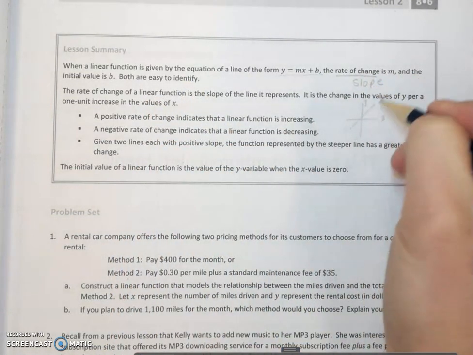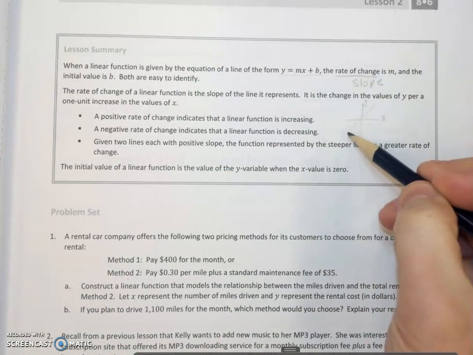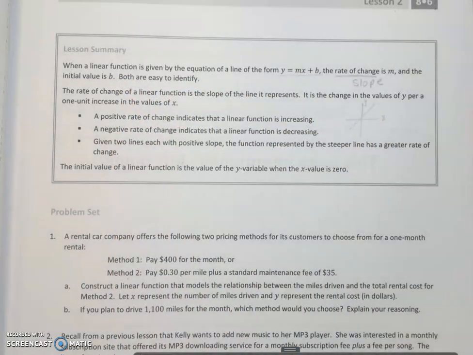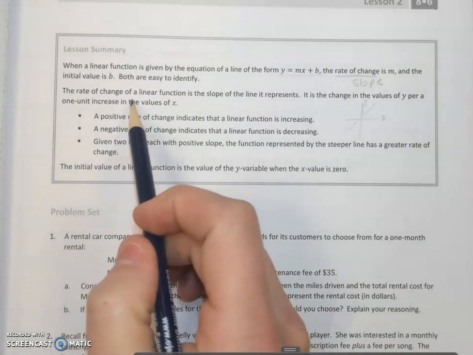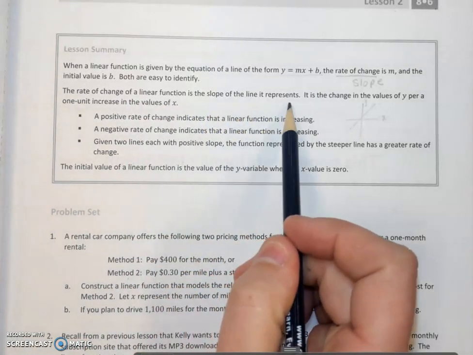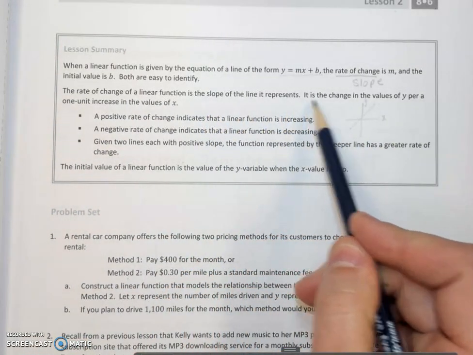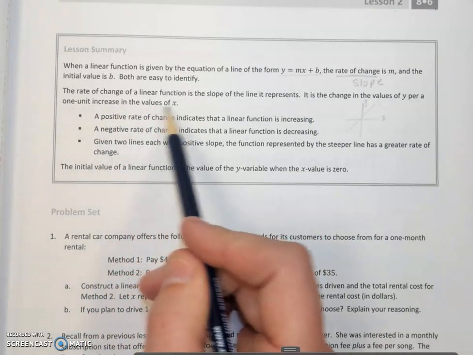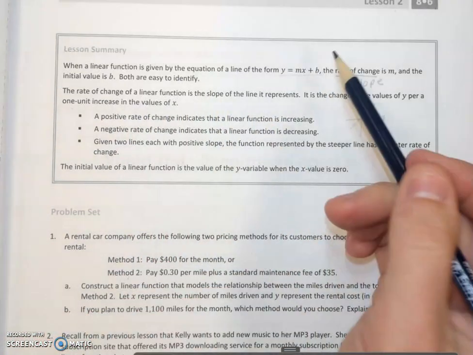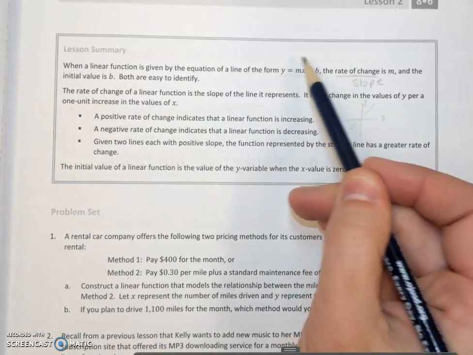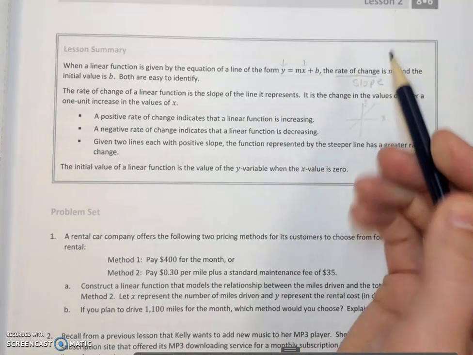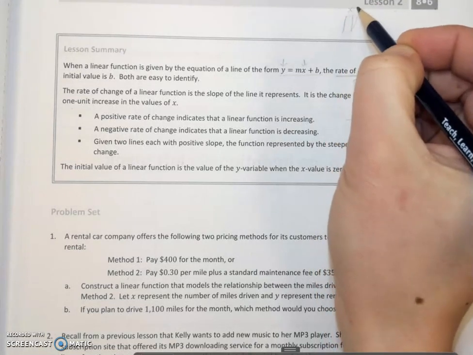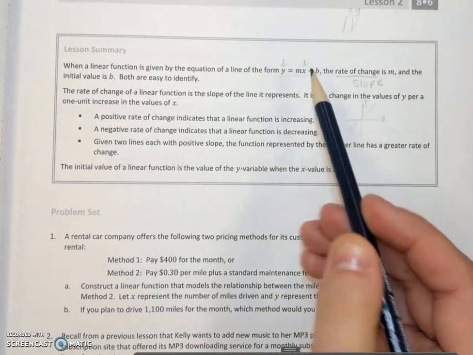So remember the rate of change is the slope. So when you're thinking of a graph and a line, remember slope is your m, b is your constant. So the rate of change of a linear function is the slope of the line it represents. That's what I just explained. It is the change in the values of y per 1 unit increase in the values of x. So thinking back to functions, what we input here for our x changes our y. Remember when we have tables? Whatever we put in here for our x changes our y's when we plug it into this formula.